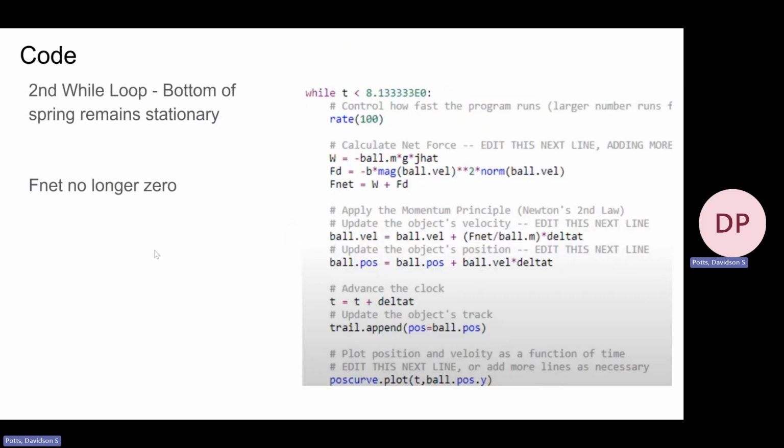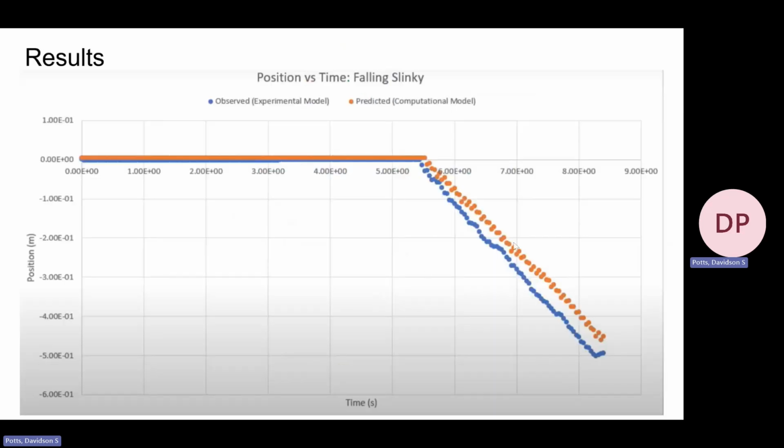In the second while loop, the bottom of the spring is no longer stationary, and it's in free fall. So F net is no longer 0. We go from the 5 seconds up until the 8 seconds. Now we actually have to account for drag and the force of gravity in this instance. Now we can update the position over time and the velocity. Then we plot it on a curve, and these are the results.